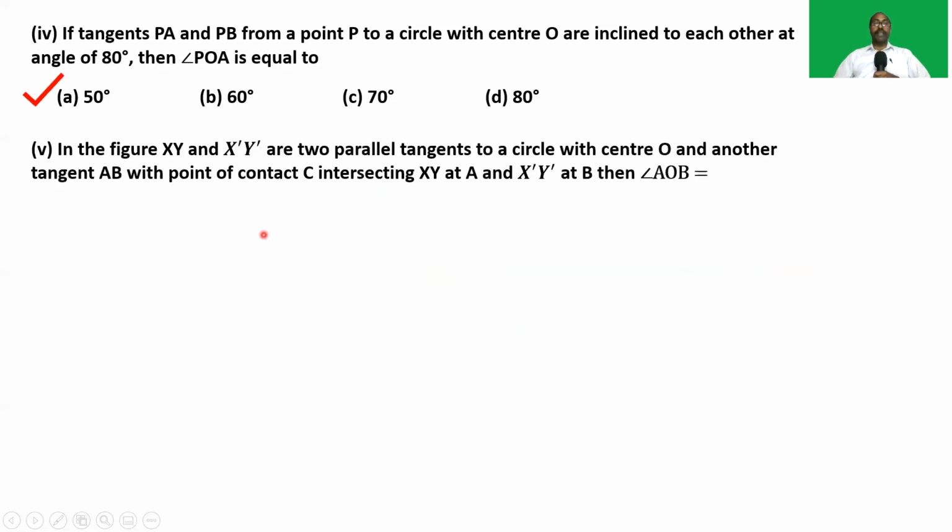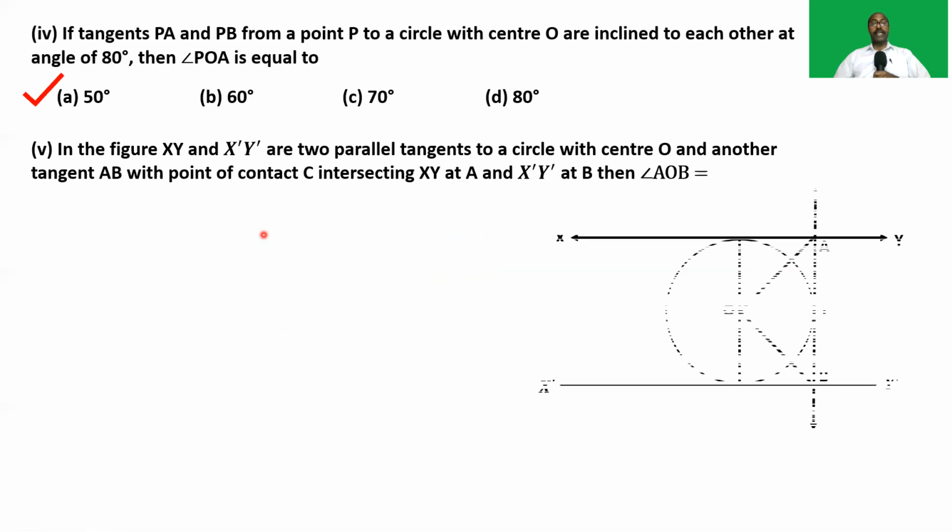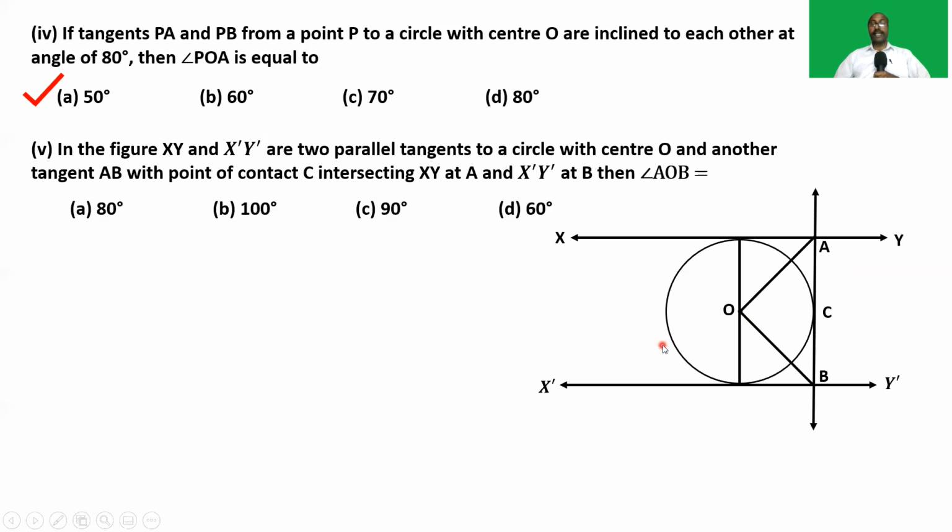So fifth one, in the figure, XY and X dash Y dash are two parallel tangents to a circle with center O, and another tangent AB with point of contact C intersecting XY at A and X dash Y dash at B. Then angle AOB. So we need to find this angle here. So here the options are 80 degrees, 100 degrees, 90 degrees, and 60 degrees. So to find this answer, join O and C.